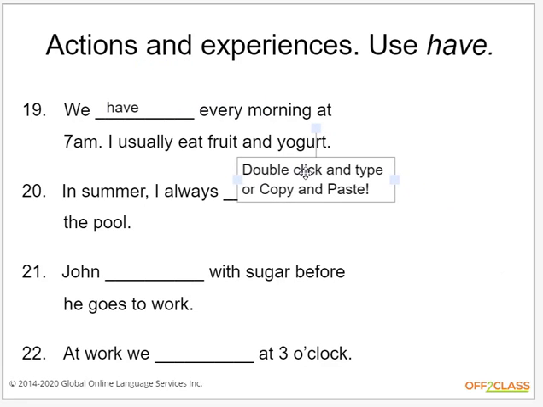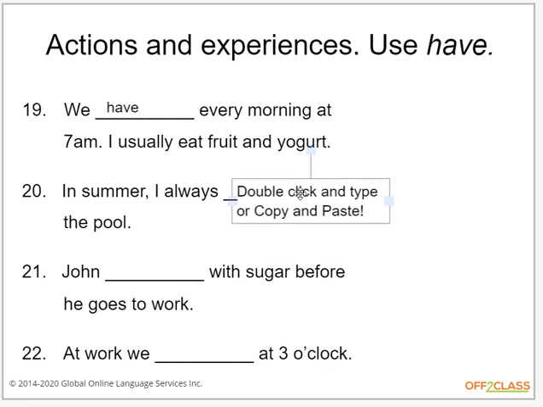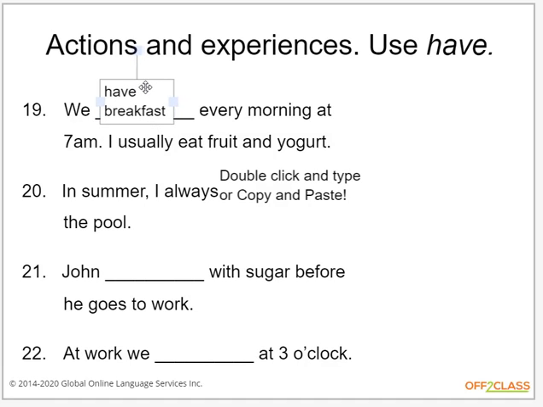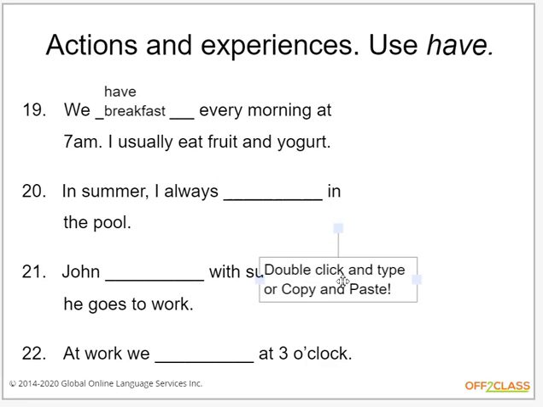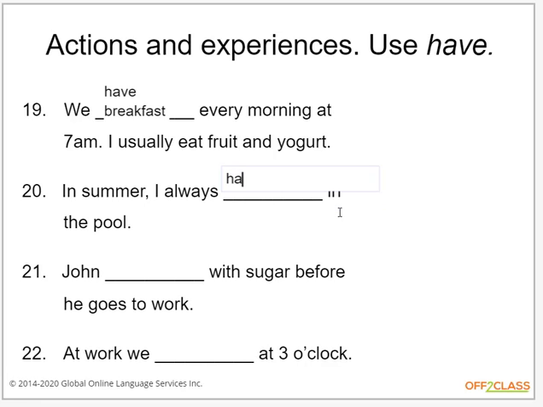I'm gonna do a couple more real quick. In summer, I always blank in the pool. So this one's a little bit more complicated. Now we're asking you, oh, sorry, I forgot to fix this. We have breakfast every morning at 7 a.m. We have blank. So what do we do here? In summer, I always blank in the pool. I always have a swim, right? Because remember what the subject is. The subject, I.